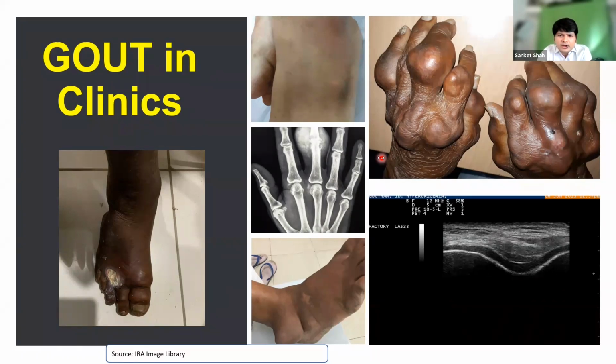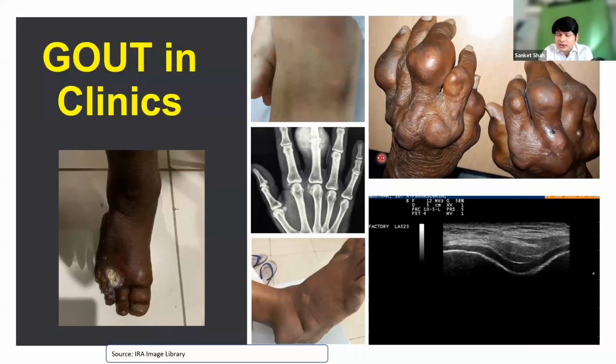Okay. Should we go for joint aspiration to demonstrate MSU crystal? Yeah, very good question, right? Okay, so I will say when I was working in an institute, I had that thingy. I really had to see what crystals are there. Second thing, if my MSK USG confidence wise, if I do not get double contour sign and all, then if you are suspecting pseudogout, yeah, that is the point. You should demonstrate whether this is crystal or not.